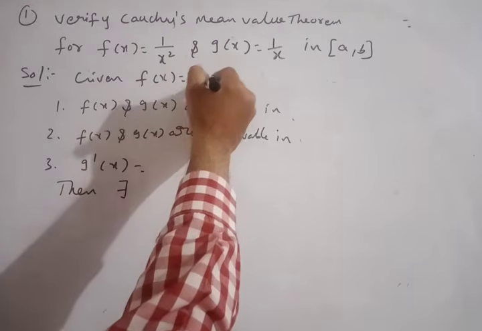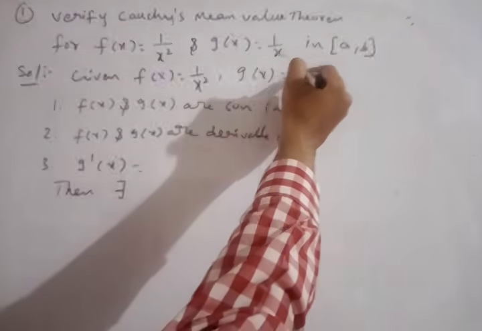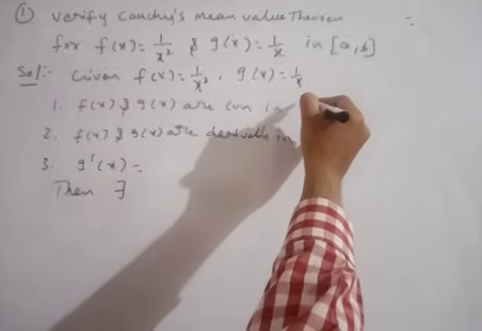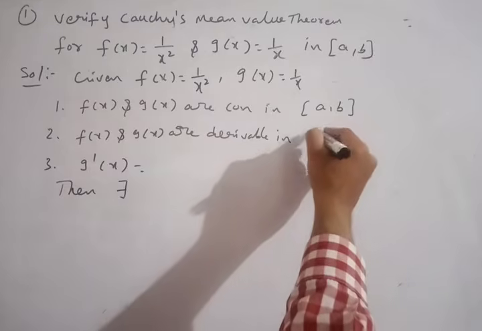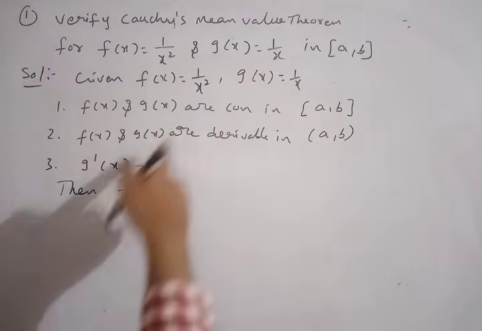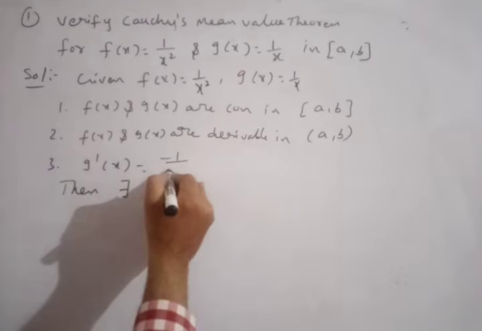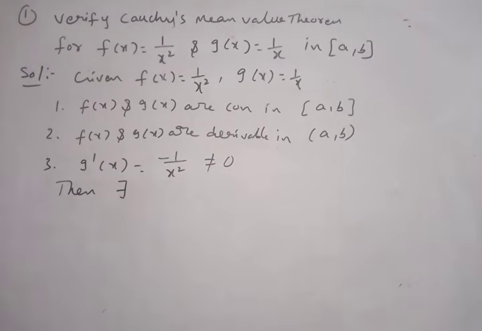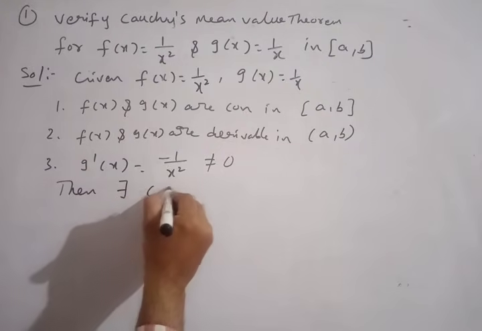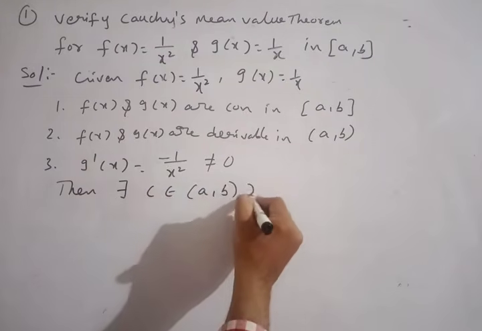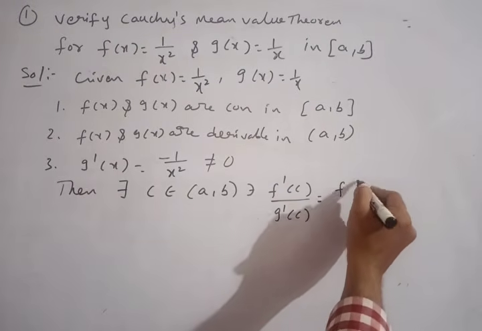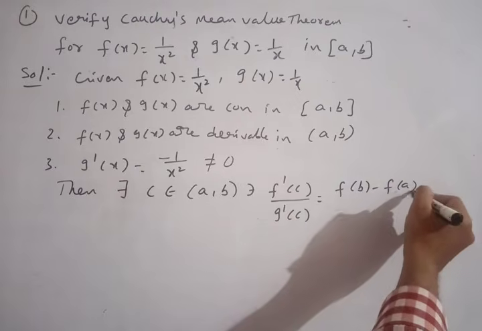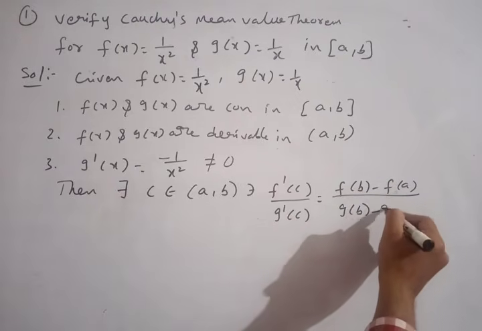So what is given here? f of x is 1 by x square and g of x is 1 by x. So f of x and g of x are continuous in closed interval a comma b. f of x and g of x are derivable in a comma b. What is g dash of x? 1 by x differentiation is minus 1 by x square, which is not equal to 0. Correct. So then there exists c belongs to a comma b such that f dash of c by g dash of c is equal to f of b minus f of a by g of b minus g of a.